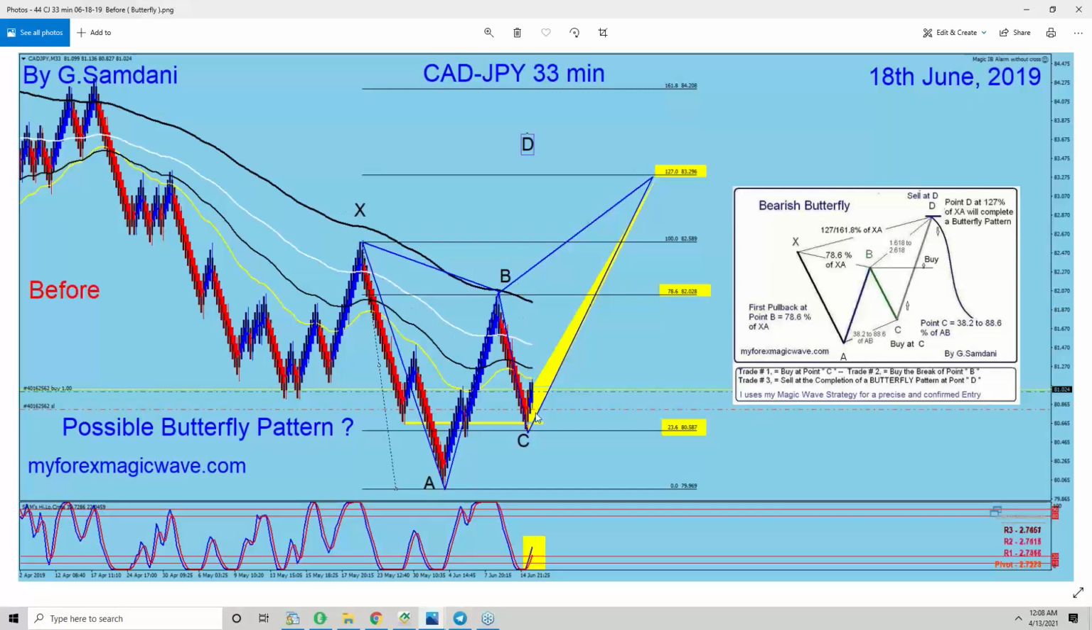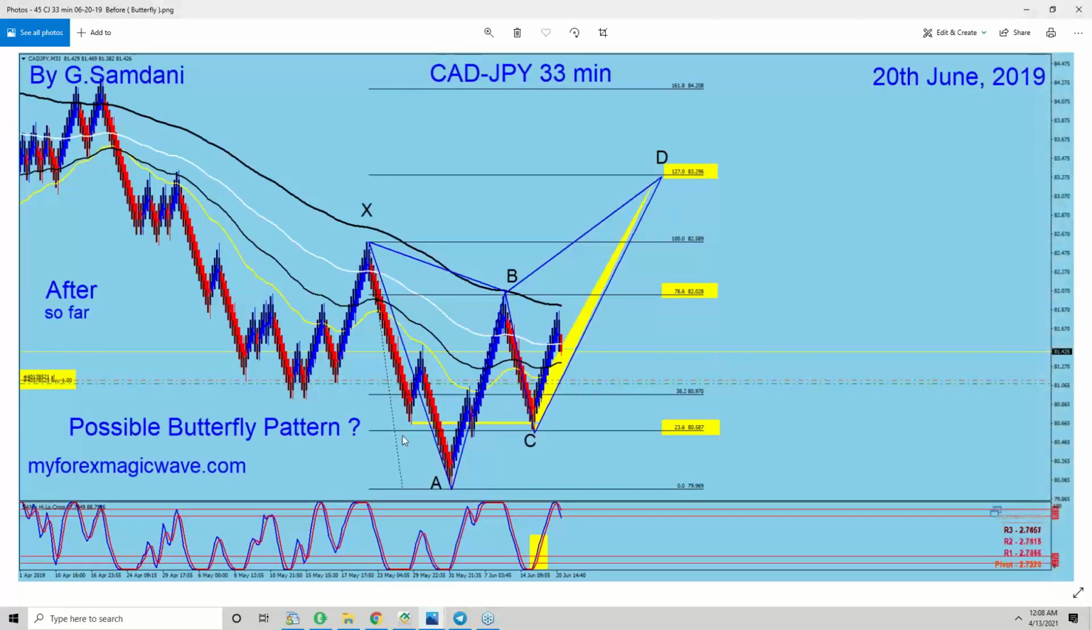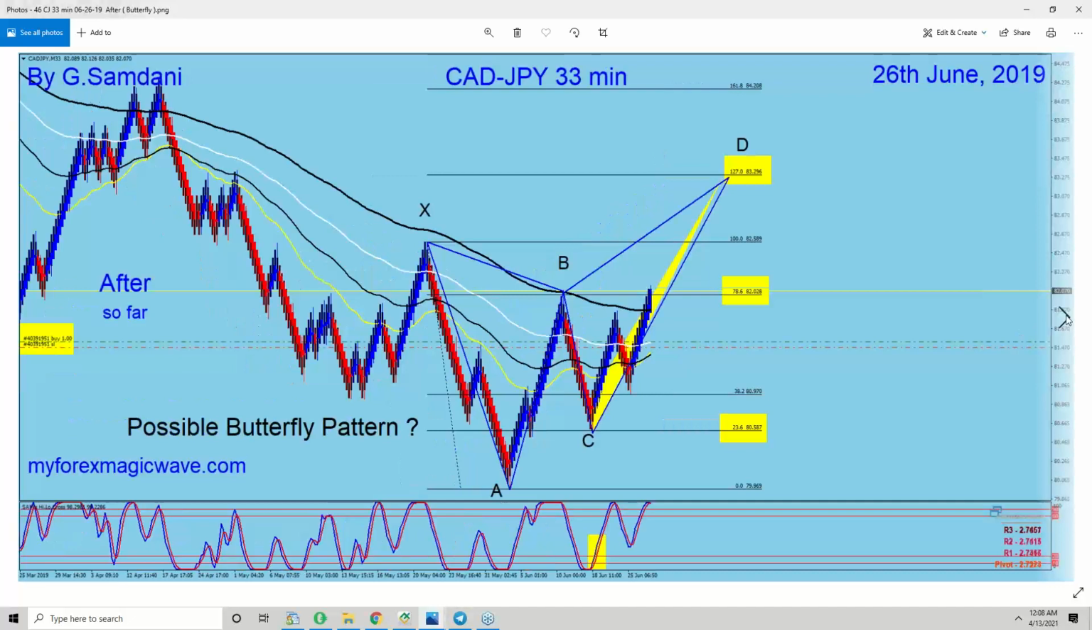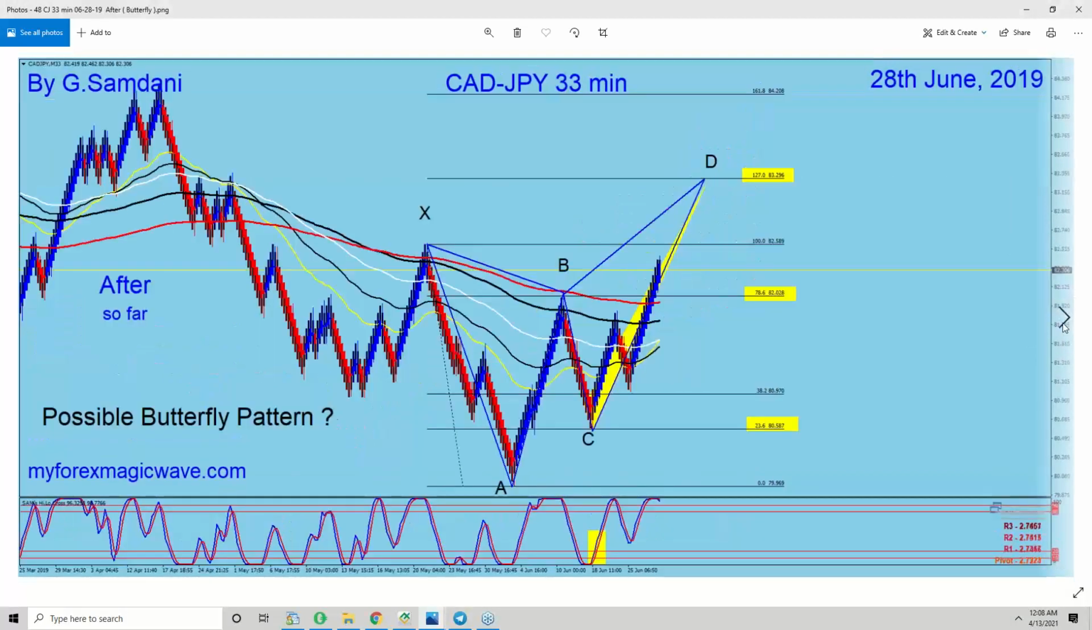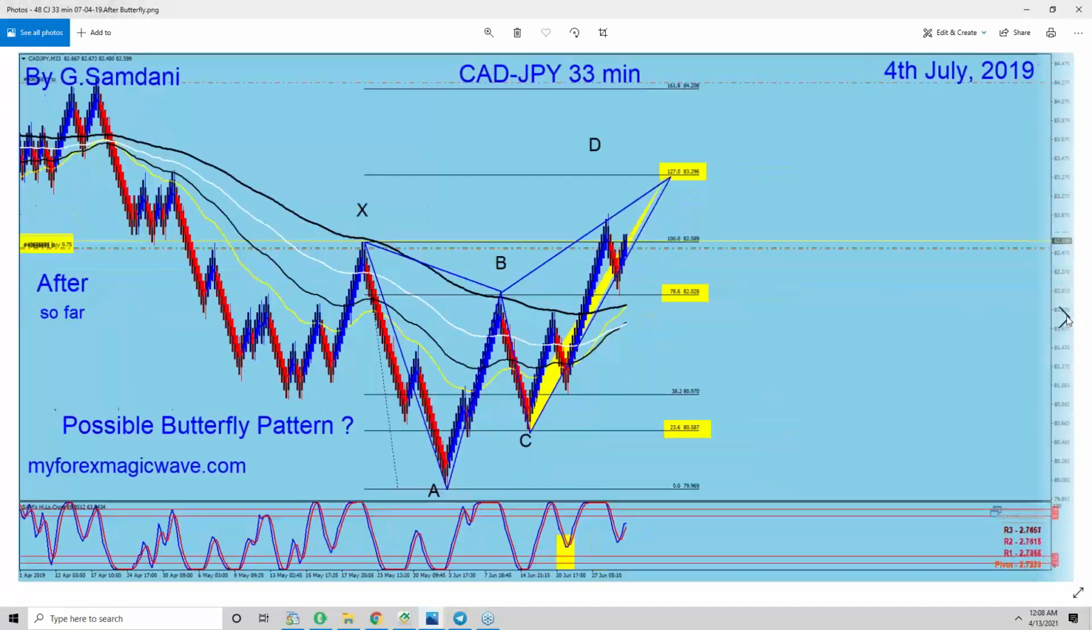This is X, A, B, C, and you see point C bouncing from the 23% line. I figured they're probably going to go here, the 127% point D. And look at what happened. My first entry went up, then it started to come down. Then this is the second trade, starting to go up. And then you can see that close, and then slowly going up.